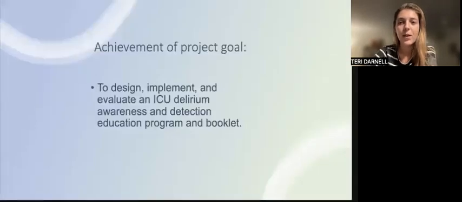I noticed that the medical ICU had a lot of delirium on the unit. Once I started investigating further, I noticed that the nurses were not assessing for delirium and then not treating it properly. My goal was to educate the nurses on the importance of assessing, preventing, and treating delirium properly.